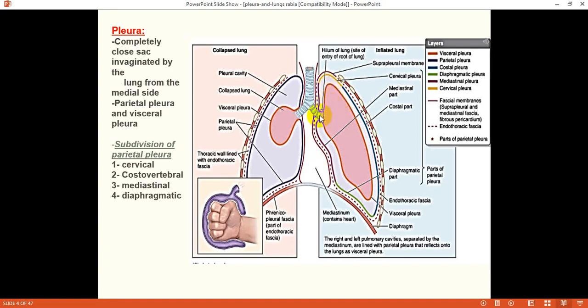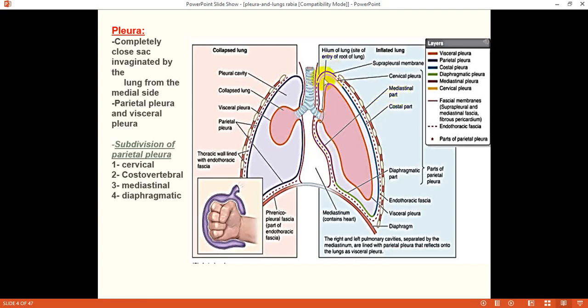At the hilum or root of lung, which is here on the medial surface, where structures are passing in the lung or exiting the lung, we can observe that the visceral pleura is reflected as parietal pleura. Parietal pleura is lining all the structures lying outside and on the periphery of the pleural cavities. So on the medial side, the parietal pleura is going to line the mediastinum. It is going to make the lateral margin of the mediastinum. So here it is called the mediastinal pleura.